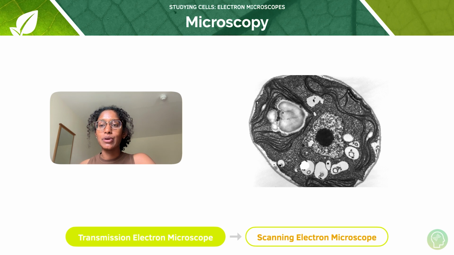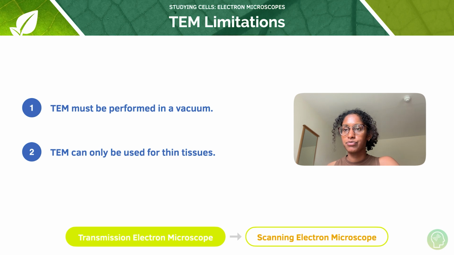Now, denser tissue appears darker in the micrograph as the electrons are easily absorbed. In less dense regions of a specimen, the electrons can easily pass through, making them appear lighter on an electron micrograph. Now, TEM has some limitations.